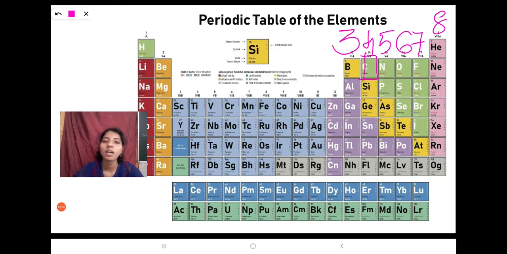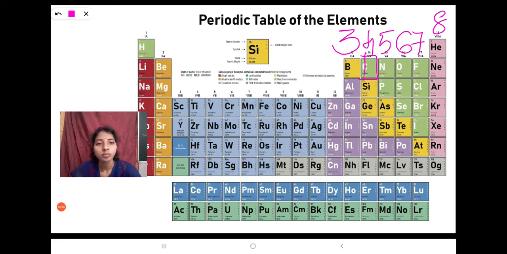And come to this 8A group element, beside it the 5th, 6th, 7th A group elements are there. To get octet configuration in the valency shell, they will gain the electrons. That means the 5th A group elements gain 3 electrons to get octet configuration, 6th A group elements gain 2 electrons, and 7th A group elements gain 1 electron. So depending upon the valency electrons, they take the electrons to fulfill the octet configuration.